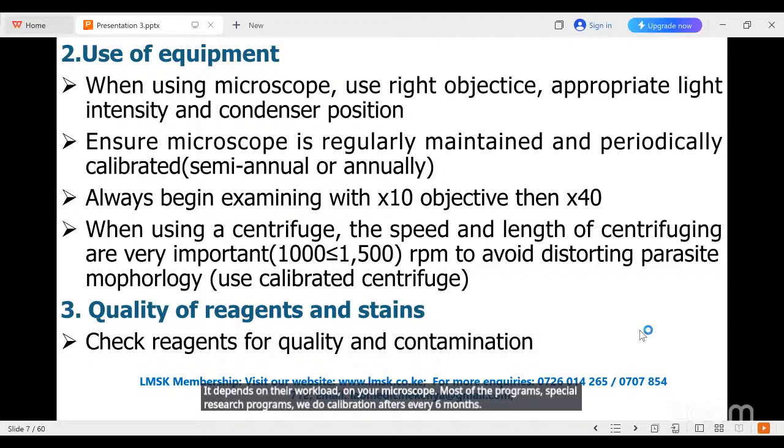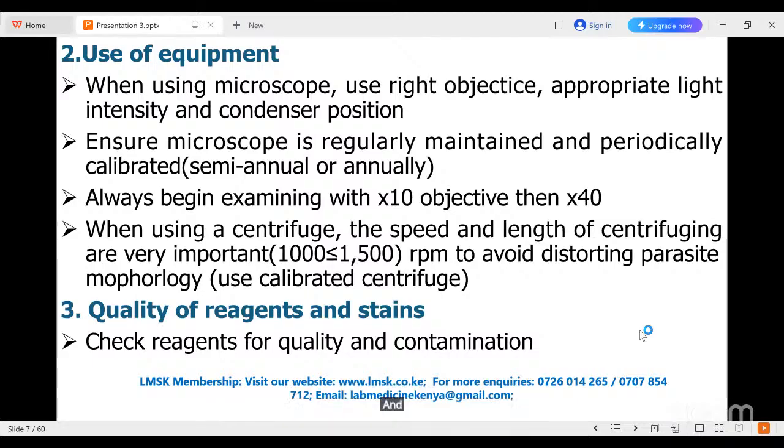But for a setup like routine testing, if the resources are not available, still you can do it annually. And we have the daily maintenance that we do. You check the objectives, you check the condenser, you check the diaphragm, all those things that are okay. You make sure there is no dust around the microscope. You make sure there is no oil immersion left when you are keeping your microscope. Those are daily maintenance, routine maintenance activities.